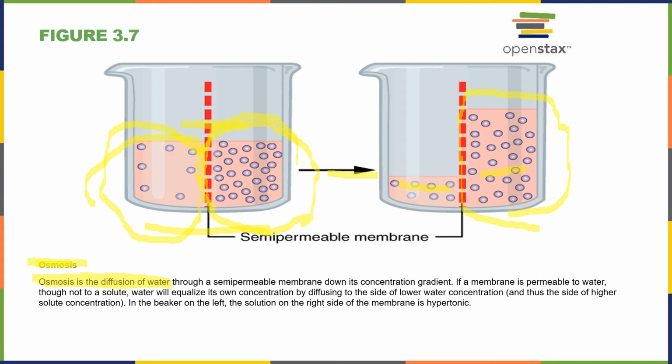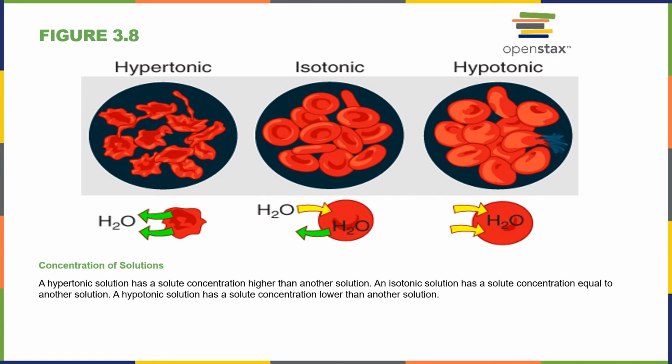Now, another word we need to think about is hypertonic, hypotonic, and isotonic. At this point, they're isotonic, right? They've got the same concentration on both sides. When we start with, this side is hypertonic, this is hypotonic. And here we have some red blood cells in these different concentrations. Here's our isotonic. That means that the solute concentrations in the blood plasma are the same as they are in the red blood cell.